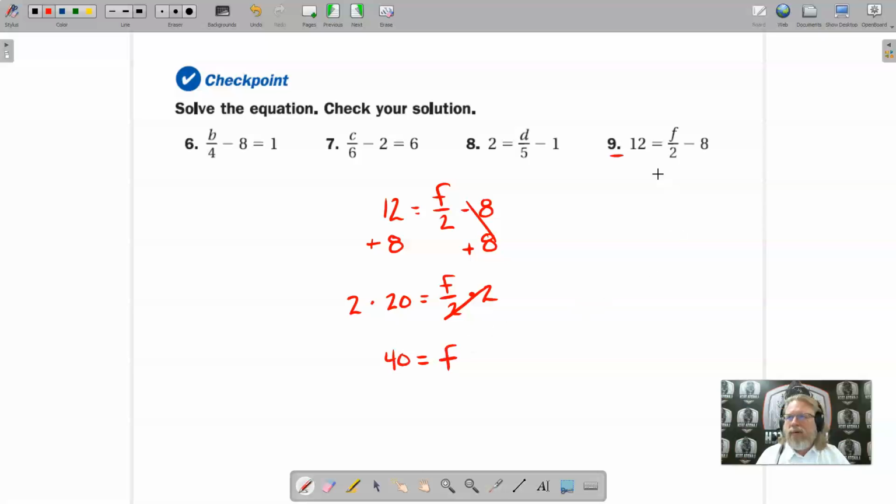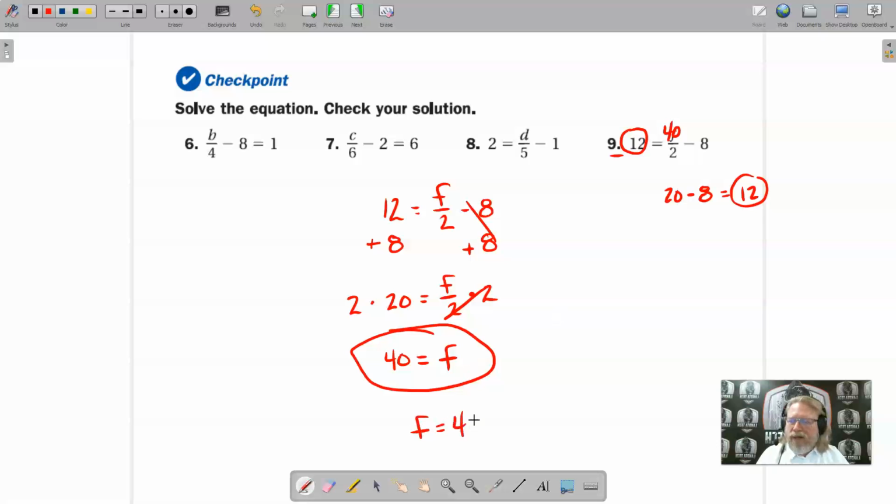So f equals 40. So if we put 40 in here, substitute it back in to check our answer, 40 divided by 2 is 20. Then we subtract 8, and that equals 12. 12 and 12 do equal each other, so we know that indeed 40 equals f, or if you want, f equals 40. I kind of like the variables on the left. So f equals 40 is the correct solution.